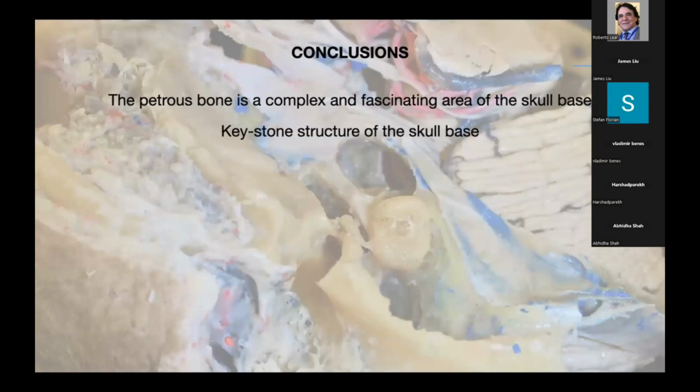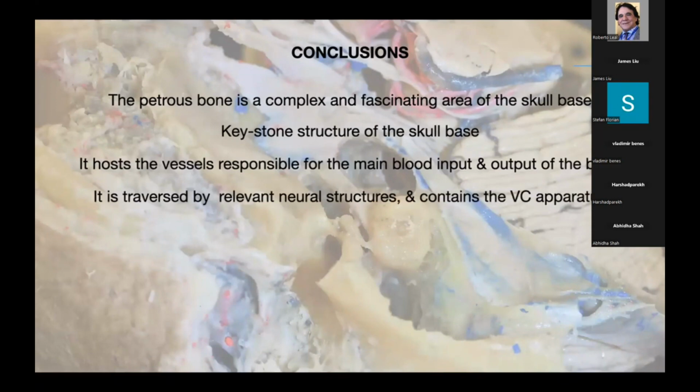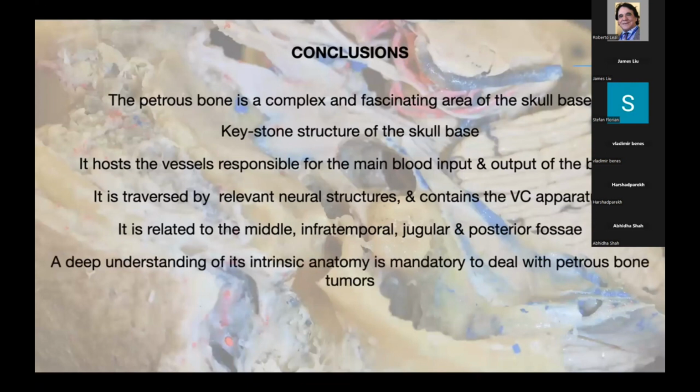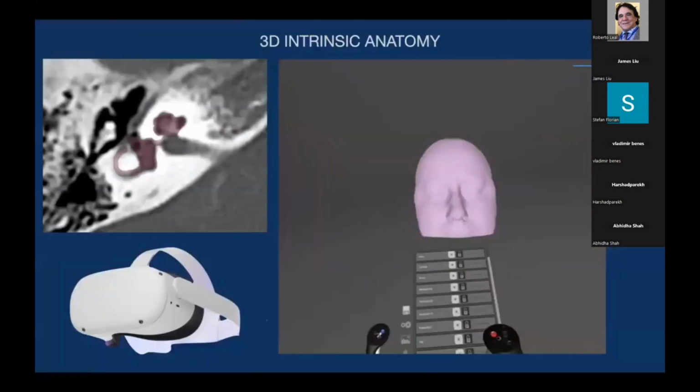It's a keystone structure which gives us access to different fossae of the skull base, and it's filled by very important neurovascular structures that we have to be aware of. It's facing the middle, infratemporal, jugular, and posterior fossa, so it's very important to know its anatomy and relationships. A deep understanding of its anatomy is mandatory in order to deal with tumors in these areas, and it might be used as a corridor to reach these deep areas of the skull base, or even just to get in and deal with tumors which are intrapetrous.